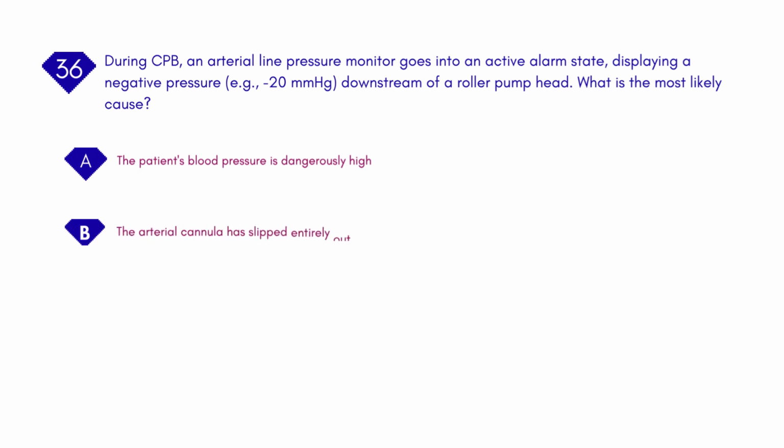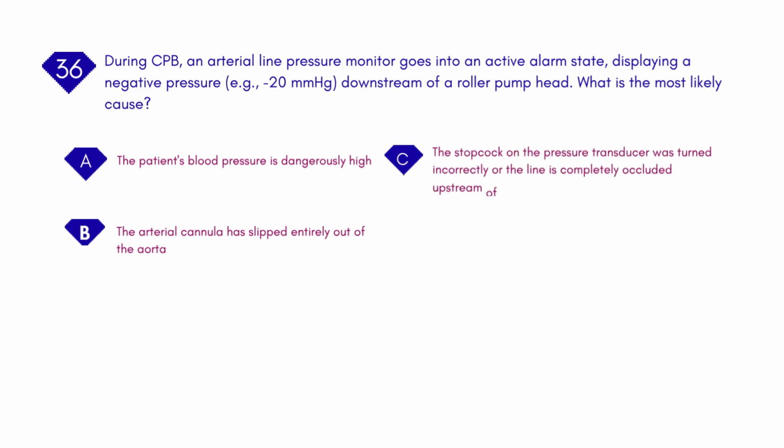B. The arterial cannula has slipped entirely out of the aorta. C. The stopcock on the pressure transducer was turned incorrectly or the line is completely occluded upstream of the sensor. D. The oxygenator has developed a massive clot.